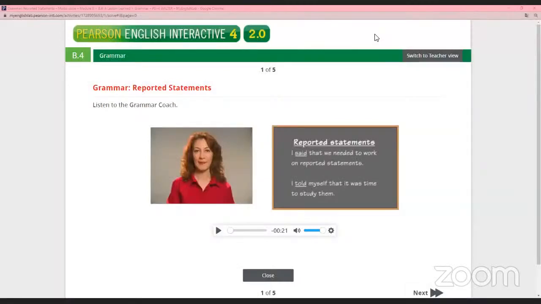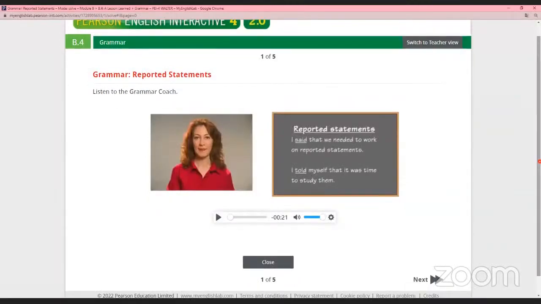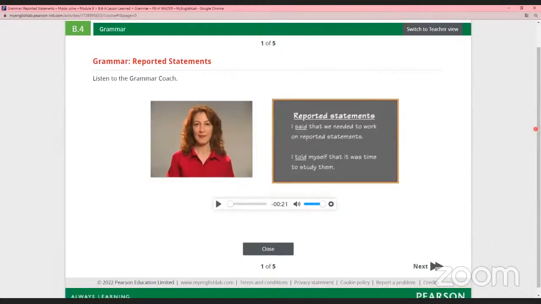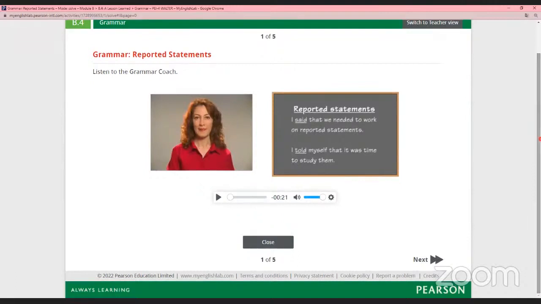Okay, we have this lesson. It's not difficult, right? And the title is part of the lesson, right? Because sometimes we are going to report what another person has said. I said that we needed to work on the reported statements. I told myself that it was time to study them. As you can see, in some cases it's part of the job to report what another person has said.